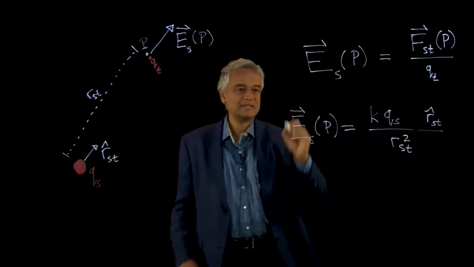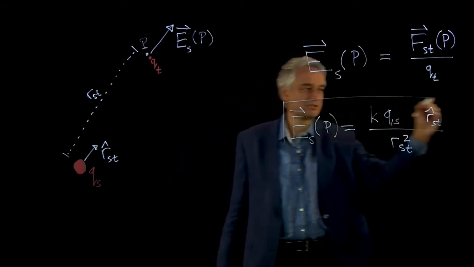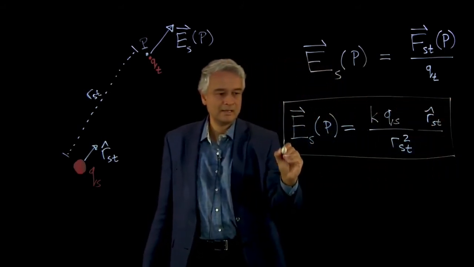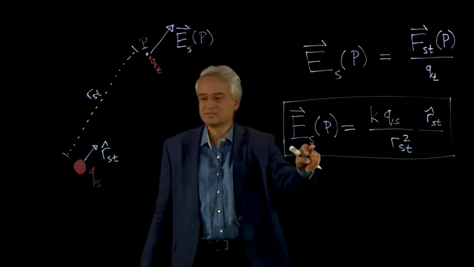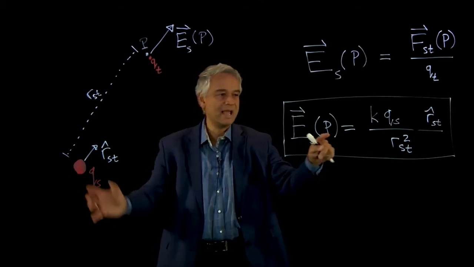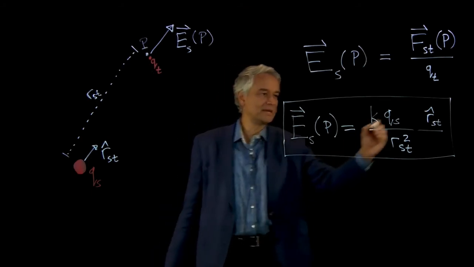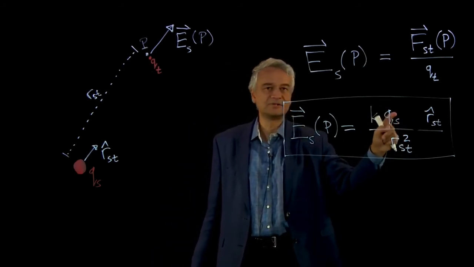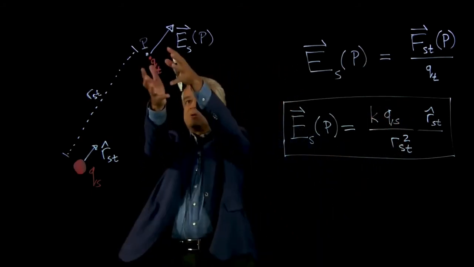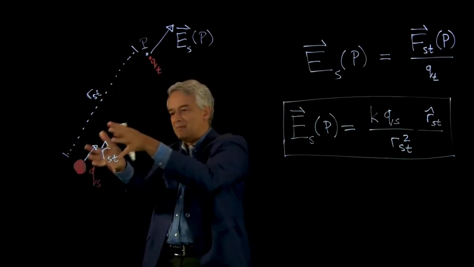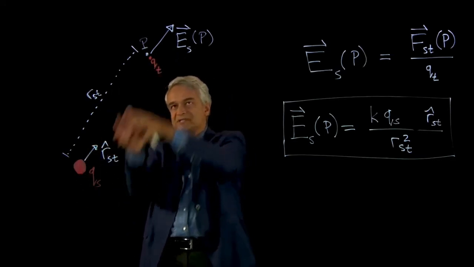And now we see that the electric field caused by the source of charge QS at the point P, what does it depend on? Well, it depends on how strong the source is. It depends on QS. There's QS right there. So how strong the field is at this point P depends on how much charge you have over there. It's this charge that's making the field.